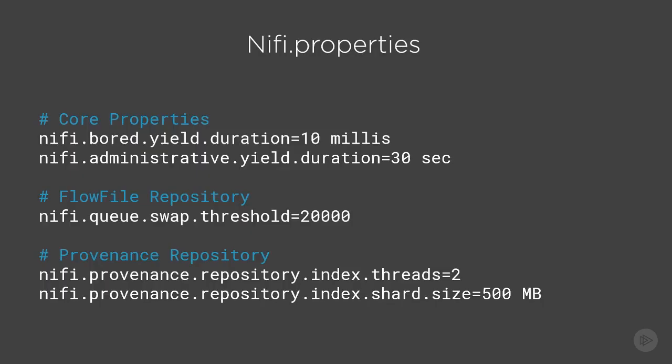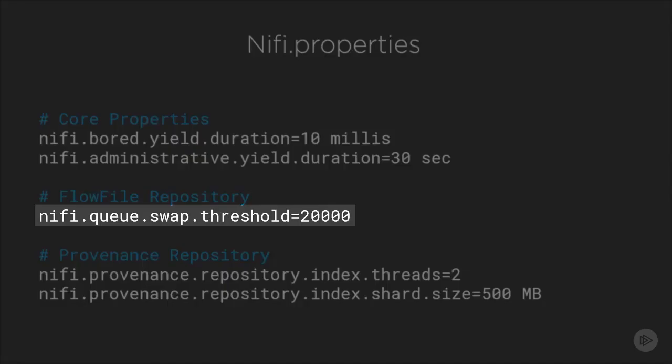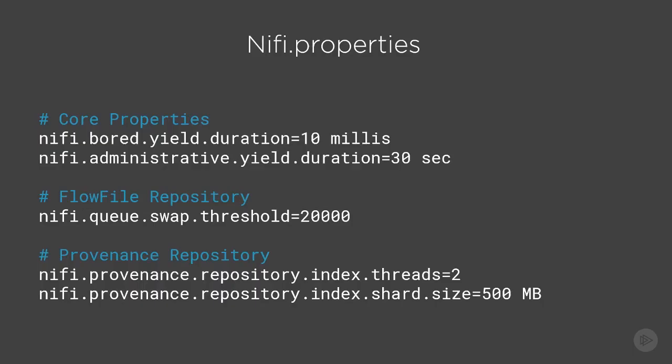Another performance-critical setting is part of the swap auto-disk mechanism. The property nifi.queue.swap.threshold defines the total number of flow files that can exist on a connection until swapping will occur. If the data flow regularly exceeds this limit, it may be wise to increase this value. Therefore, it's important to also keep an eye on the memory allocated to the Java virtual machine. This is the heap size defined in the bootstrap.conf file that will be discussed in the next slide.